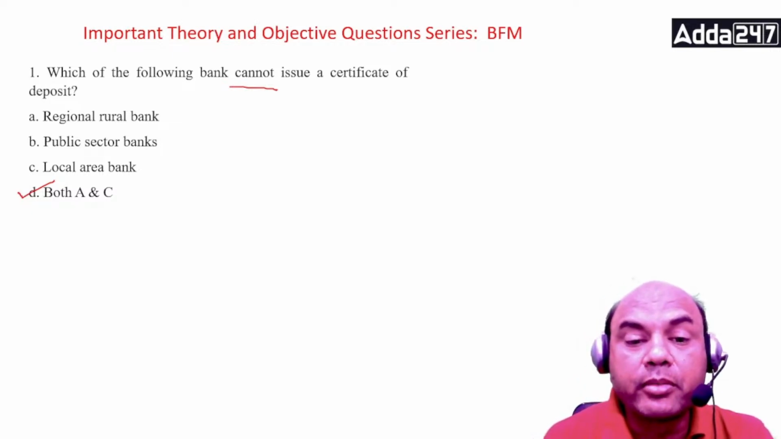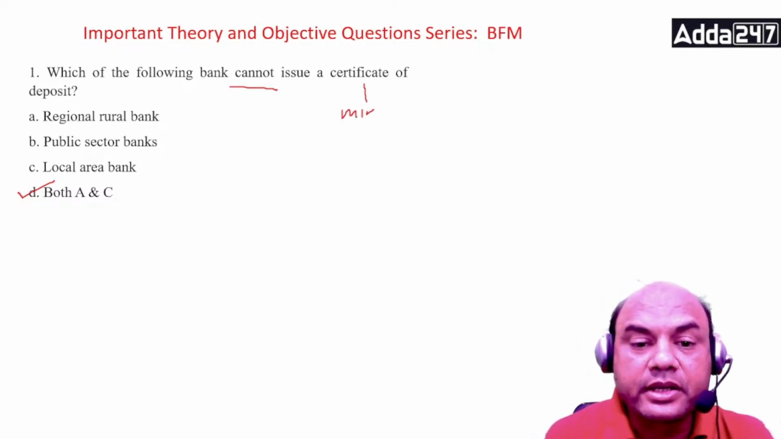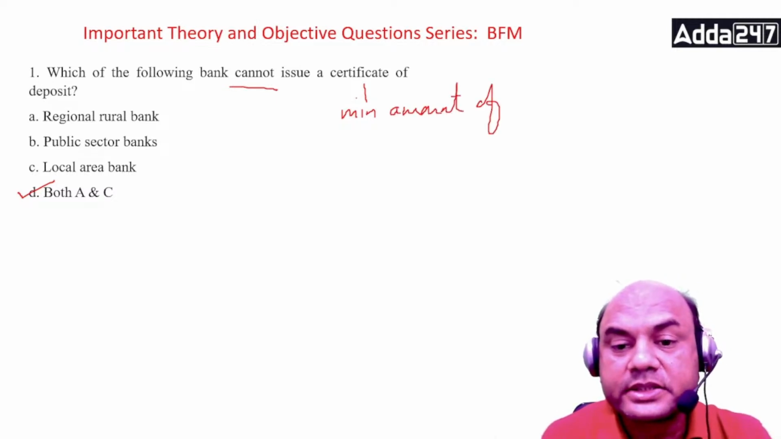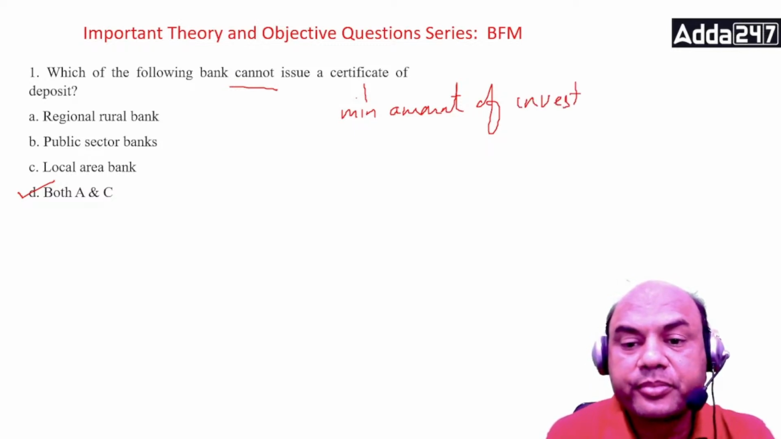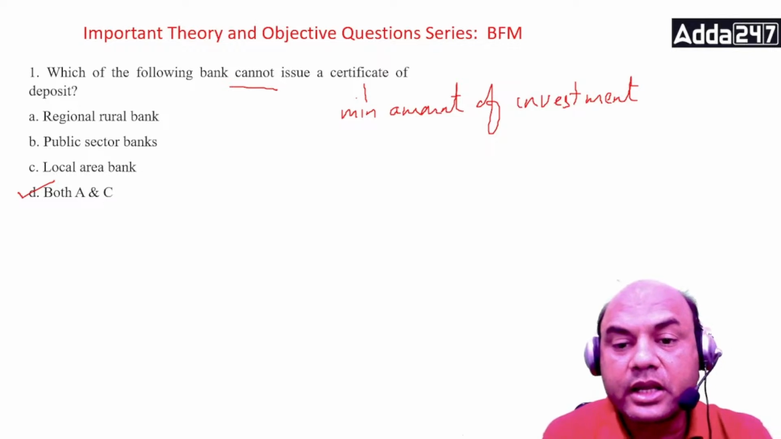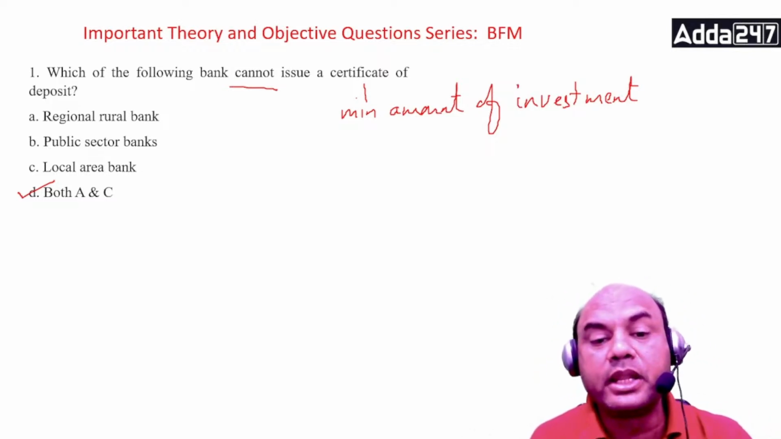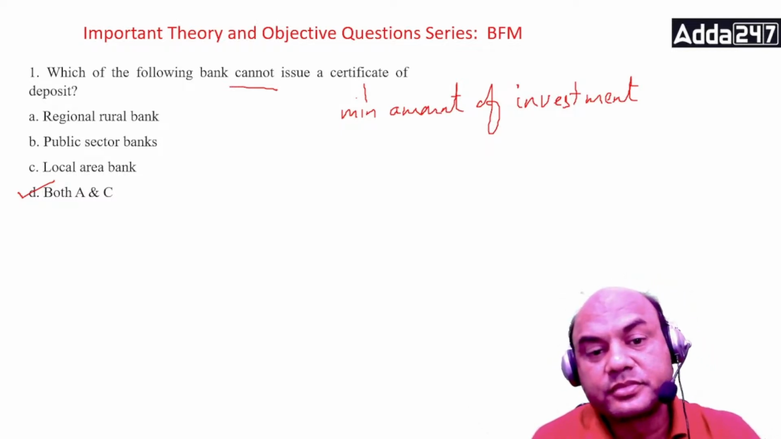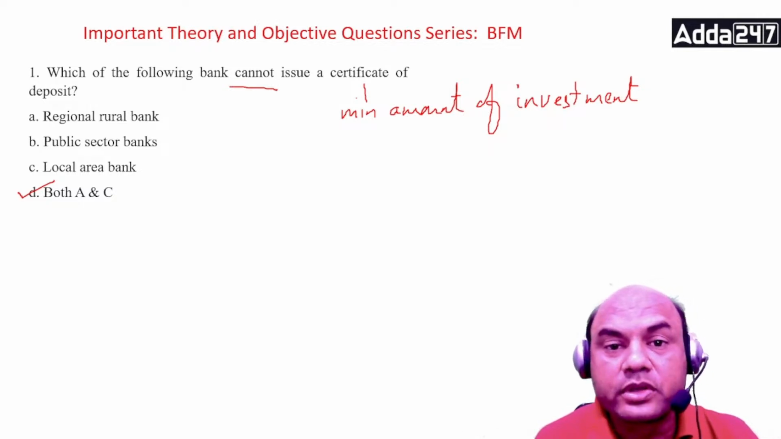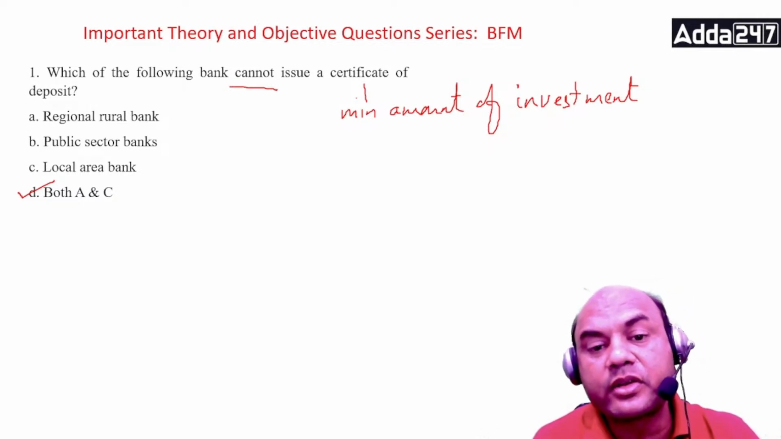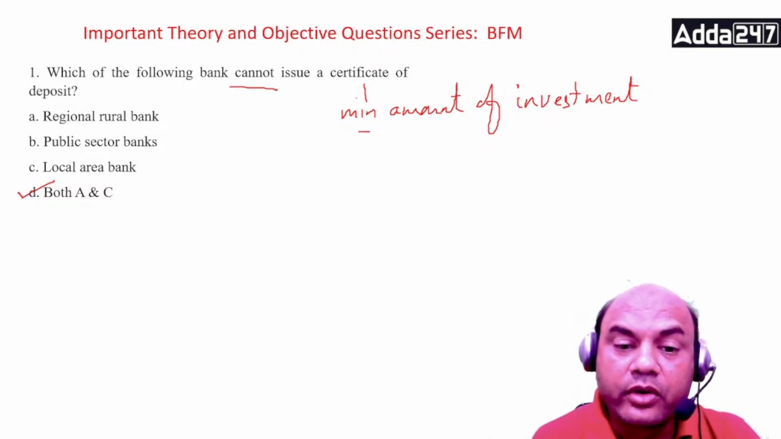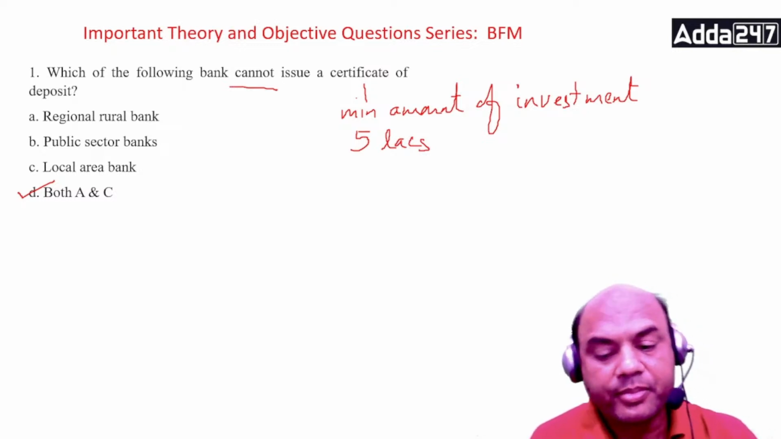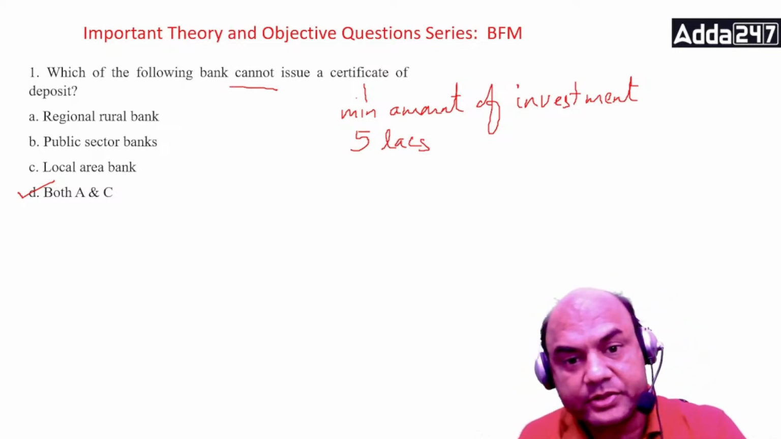What is the minimum amount in CD? Minimum amount of investment in CD, who can tell me? Everyone type in the comment section. This question, see here, CD and CP both have the same amount nowadays. They are both at 5 lakhs. So the amount has been brought to 5 lakhs as the minimum amount of investment. Got it? Move on. Next one.